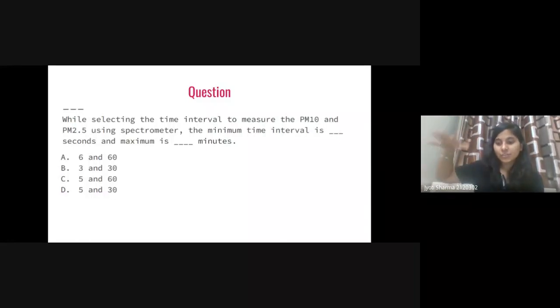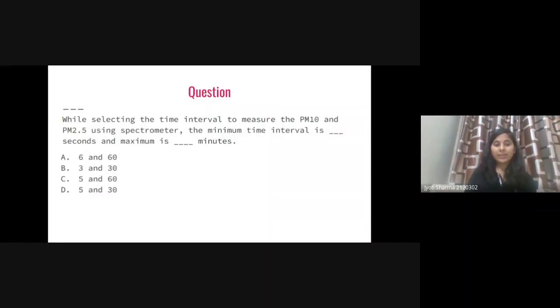At the 90 degree position, we have the detector that will detect the scattering of light, and based on that, it will give you the concentration of your particulate matter. Now, as I showed you, the spectrometer has a port that will be connected to the computer so that you can select the time interval for which you can measure the particulate matter.